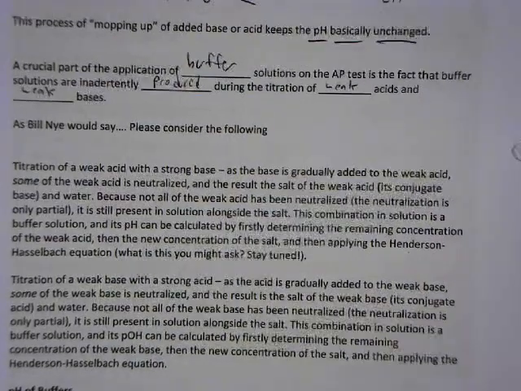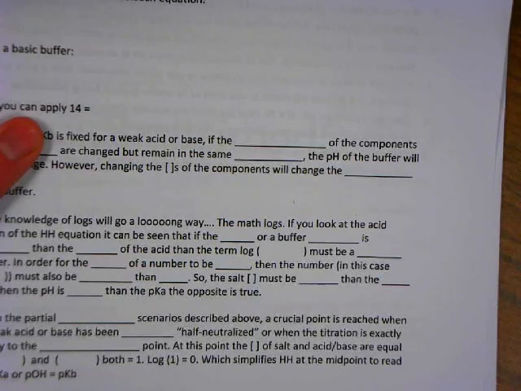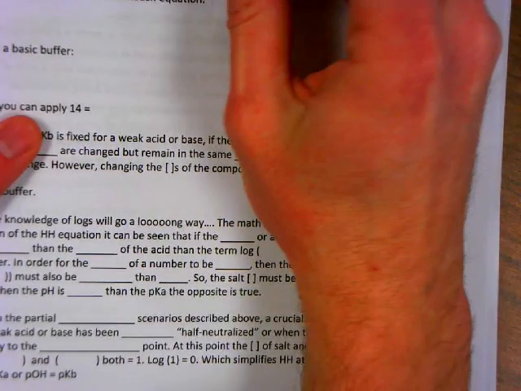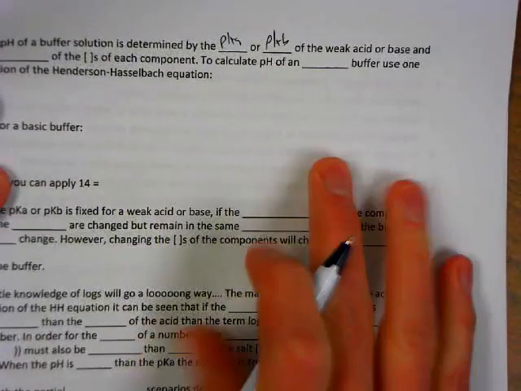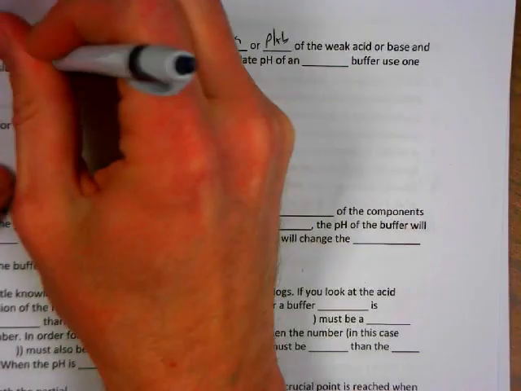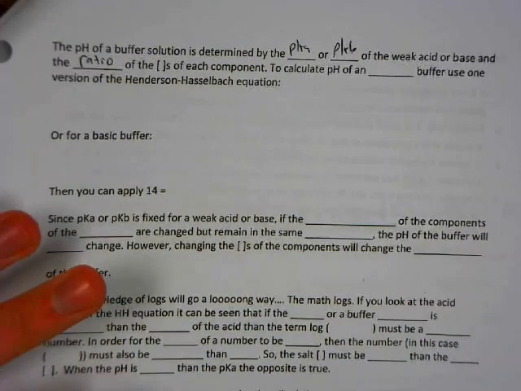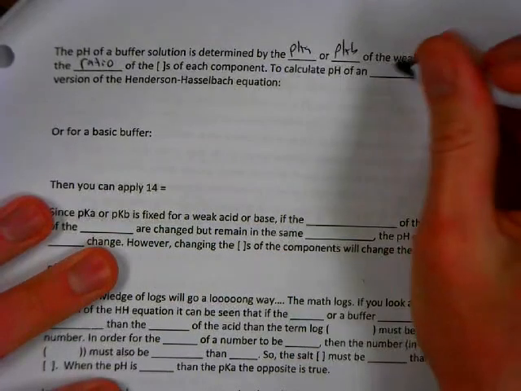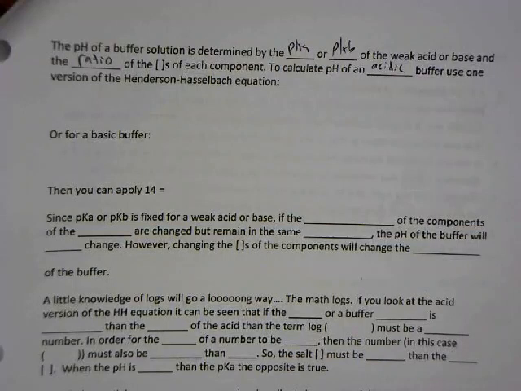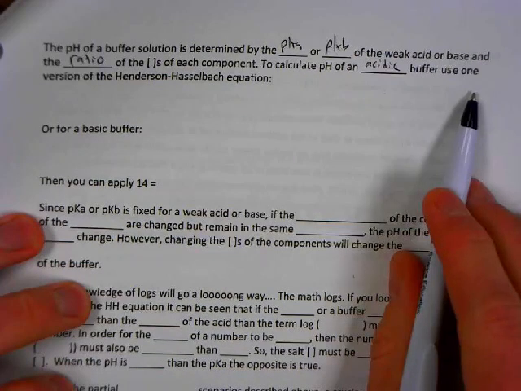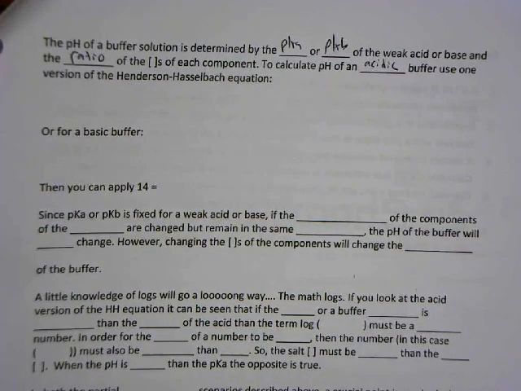Flip it. Let's talk about the Henderson-Hasselbalch equation. So the pH of a buffer solution is determined by the pKa or pKb of the weak acid or base and the ratio of the concentrations of each component. To calculate the pH of an acidic buffer, use one version of the Henderson-Hasselbalch equation.